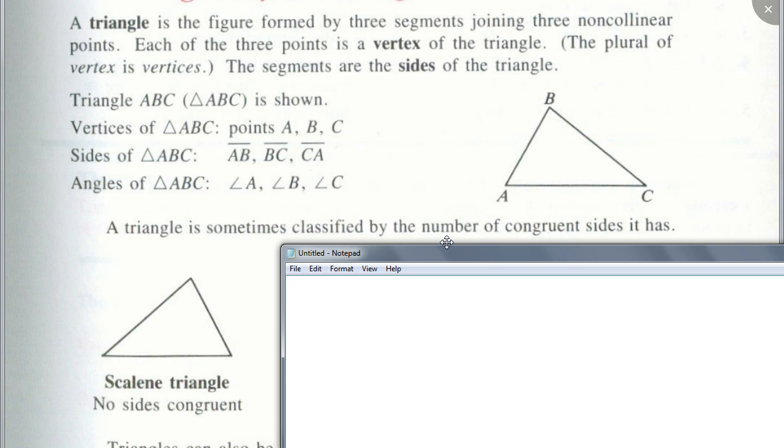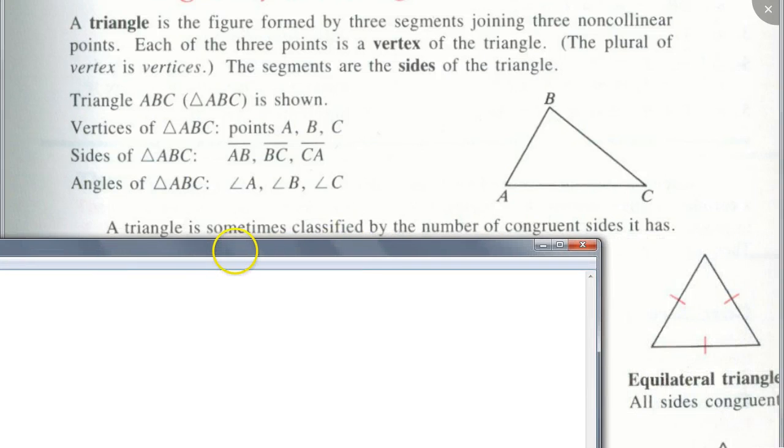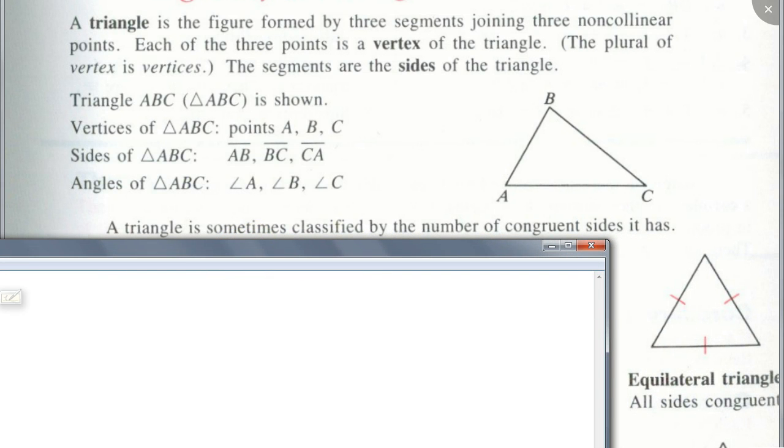Now, what about a triangle with all three sides congruent? What do we call that triangle? How about Grace? Equilateral triangle is correct. Very good. So here, all sides are congruent. Now, what's the one that's left?